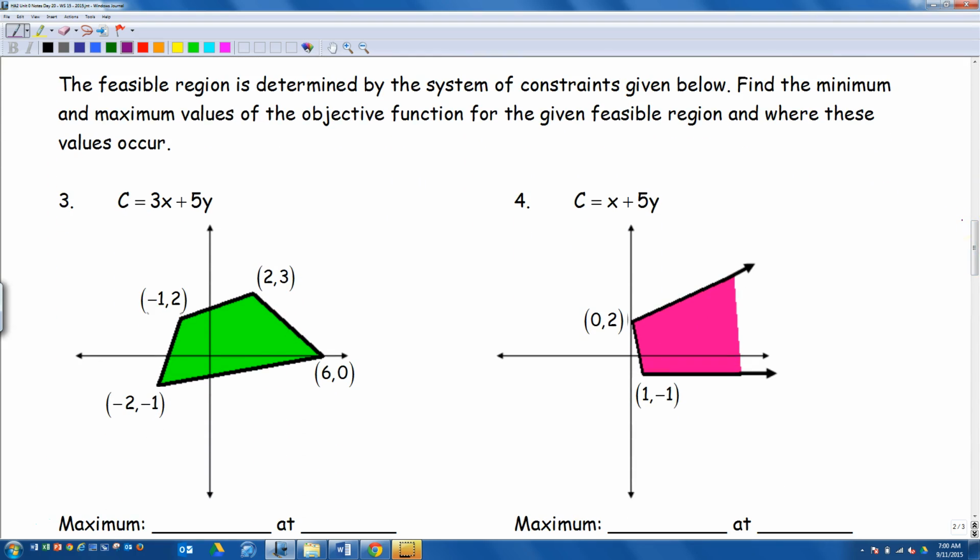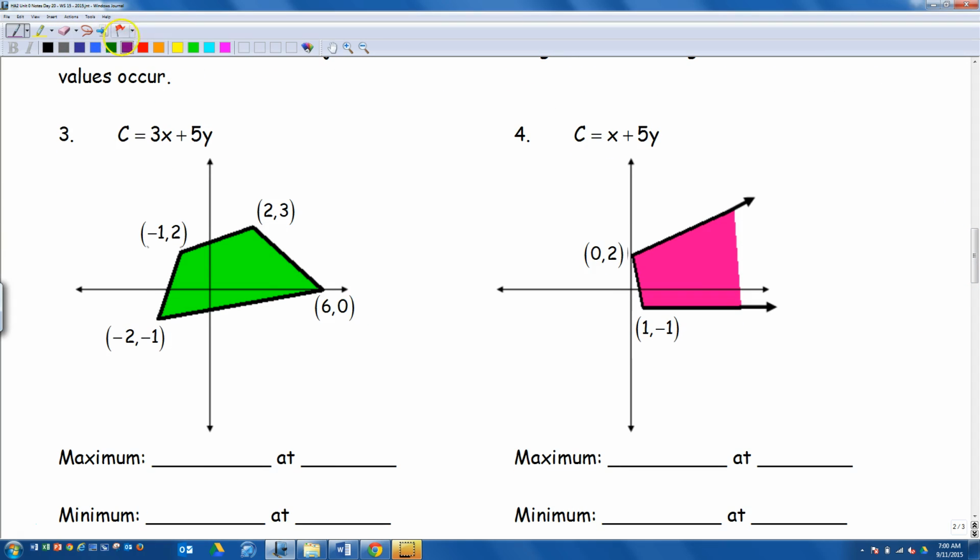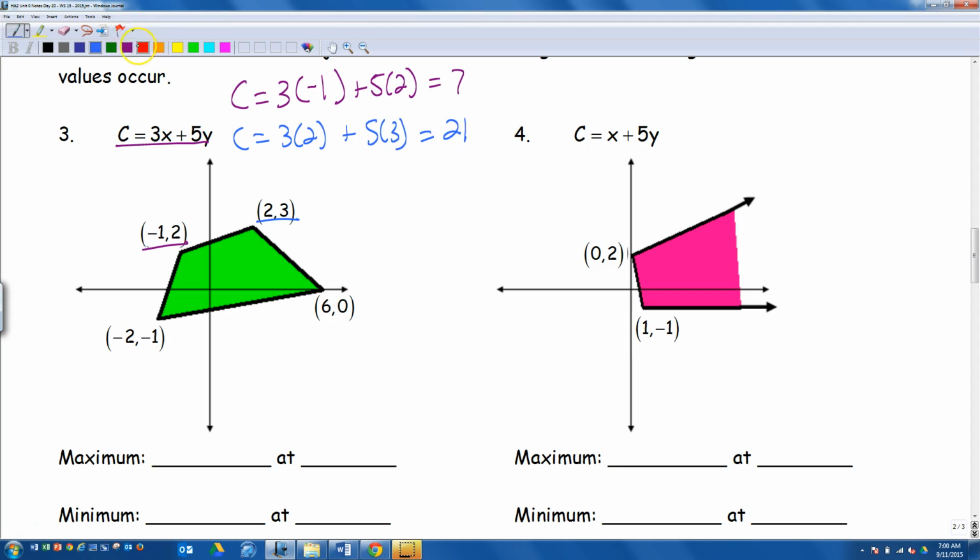Once you find your feasible region, you have to test all the points and see what the values are using the given function. So this is our given function. So I'm going to say c is equal to 3 times negative 1. I'm going to use this point for purple, plus 5 times 2. And I get a value of negative 3 plus 10, which is 7. If I do this point, I get c is equal to 3 times 2 plus 5 times 3. That's 6, that's 15, so we have a 21.